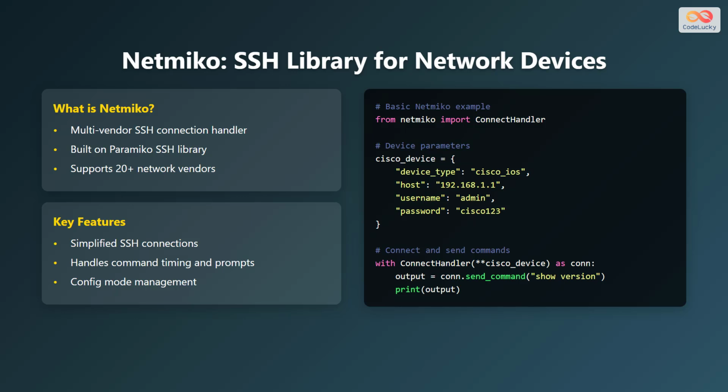Netmiko is a multi-vendor SSH connection handler built on the Paramiko SSH library. It supports over 20 network vendors, simplifying SSH connections, handling command timing and prompts, and managing configuration modes. Here's a basic Netmiko example. First, we need to import the connect handler from the Netmiko library. Then we define the device parameters such as device type, host IP address, username, and password. Finally, the code connects to the device using the connect handler, sends the show version command, and prints the output.